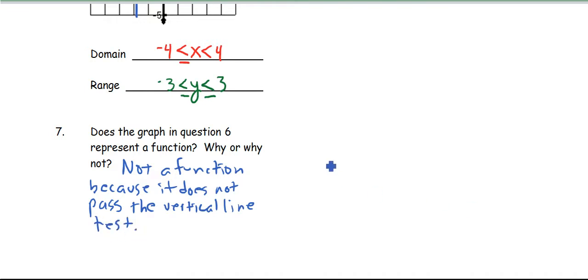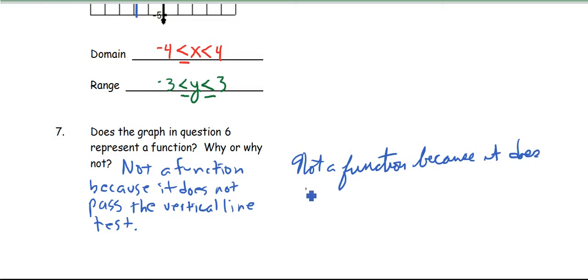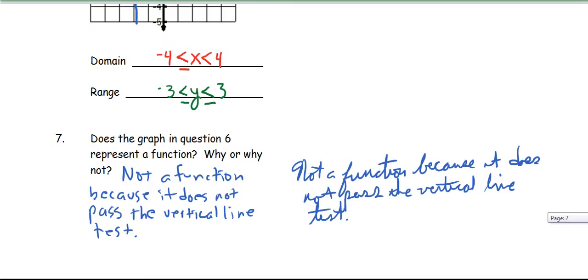All right. Now, just for the fun of it, let's try to write that in cursive. We'll get your English in here. Not a function because it does not pass the vertical line test. There we go. You can practice that.